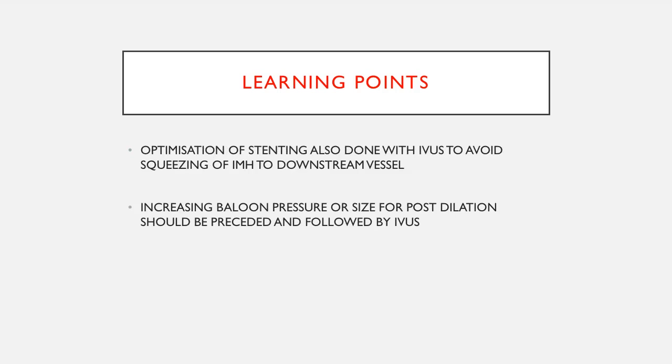And optimization of stenting should be done with IVUS to avoid squeezing of intramural hematoma to downstream vessel. Any increase in balloon pressure or balloon size for post-dilatation of stent should be preceded and followed by an IVUS to understand what is happening to intramural hematoma.